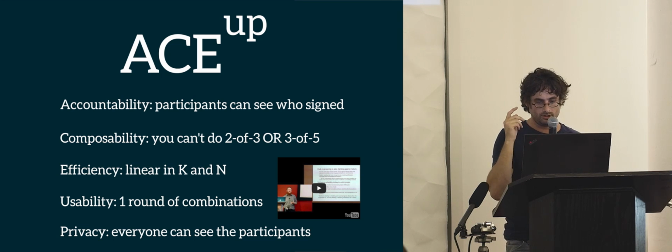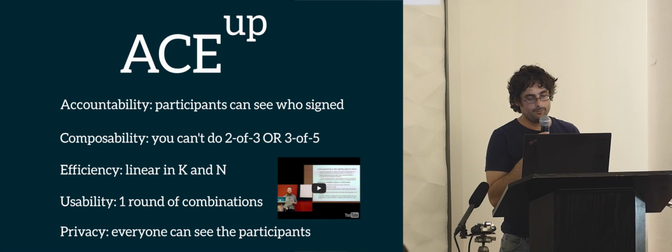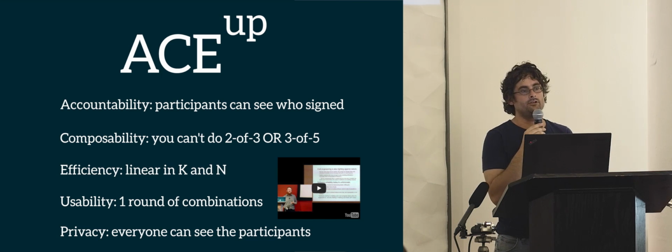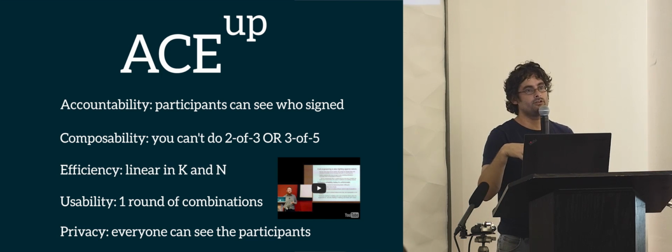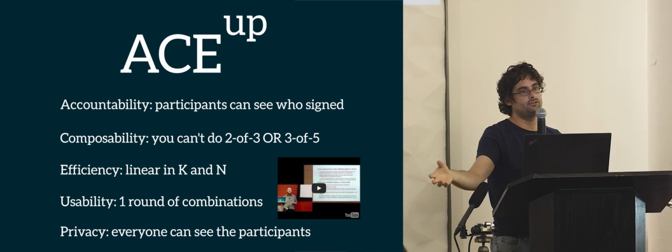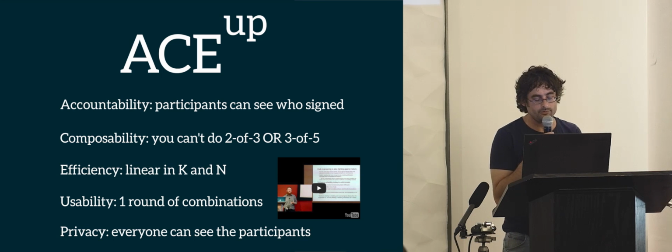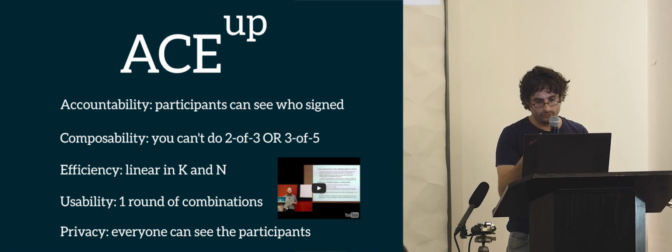The efficiency, as I said, is linear in K and N, which is not very good. Usability is pretty nice in checkmultisig. Someone creates a transaction without signing it, broadcasts it to everyone, everybody signs it, you bring the partially signed transactions together, and the result is a fully valid transaction. So it only needs one round. And then there's the privacy.